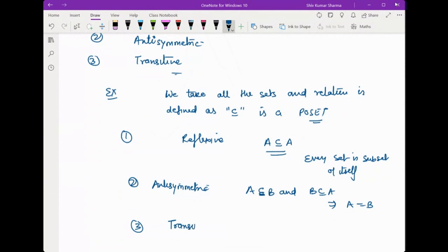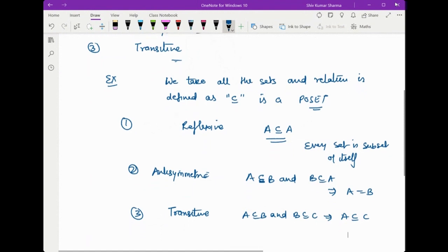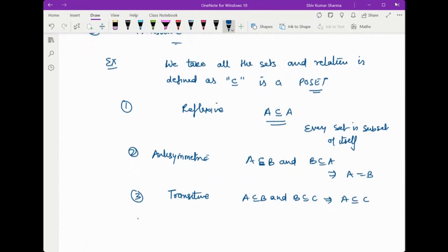And the third is transitive. For transitive, A is a subset of B and B is a subset of C, which implies that A is a subset of C. Obviously, A is a subset of B, B is a subset of C, so A is a subset of C. So the relation subset of is a POSET.